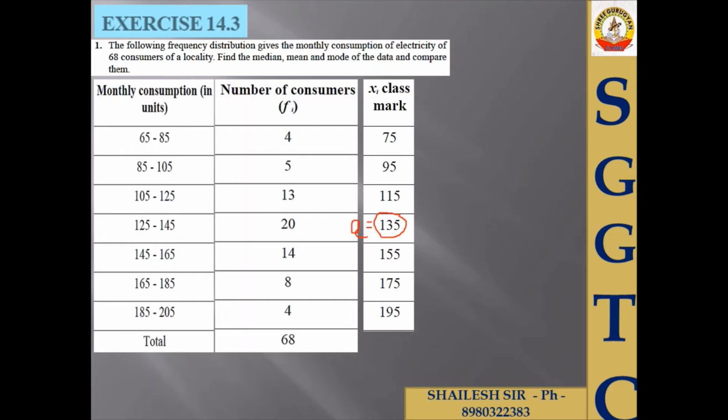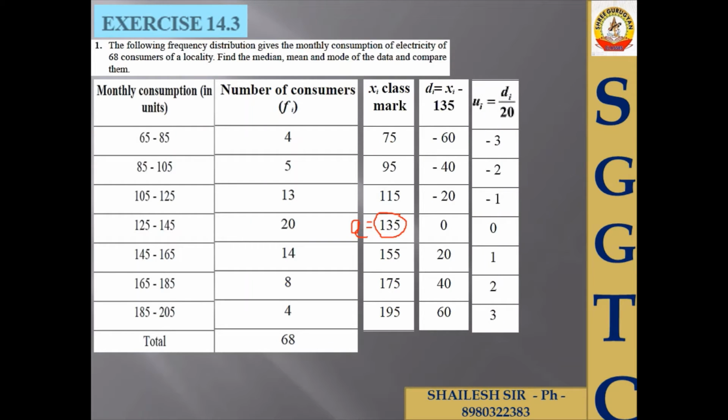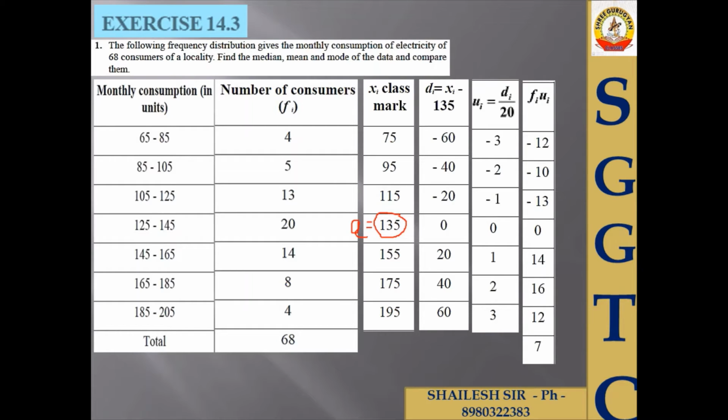So apply class mark. 65 to 85, add both and divide by 2: 150 by 2, it is 75. Going ahead the same way, there are 20 additions. Students, check what the middle value is for this xi. Yes, the middle value is 135. This middle value is applied as your assumed mean. Highlight here: a equal to 135, assumed mean is 135, and further calculate xi minus 135.